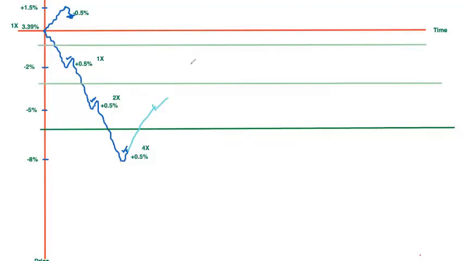Y aquí pues se repite lo mismo. Nada más tienen que pasar la primera línea más el 1.5% para vender todas las posiciones a ganancia.